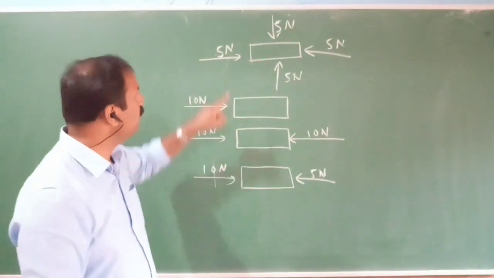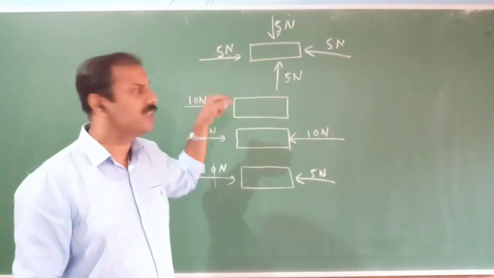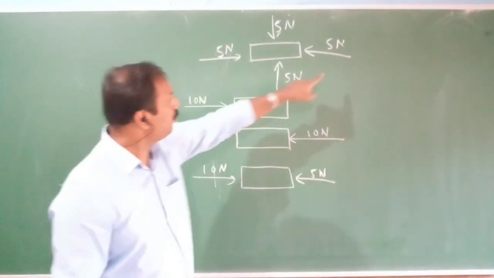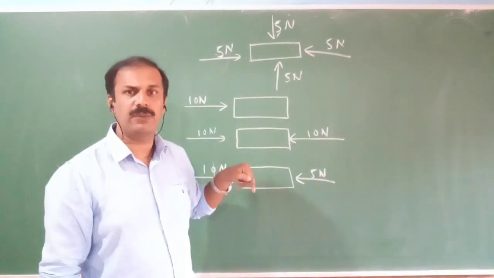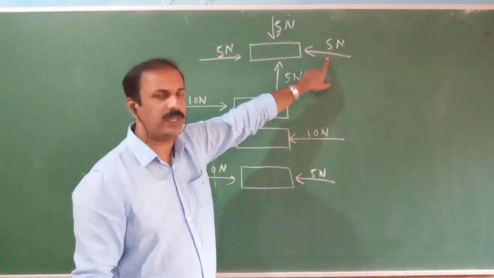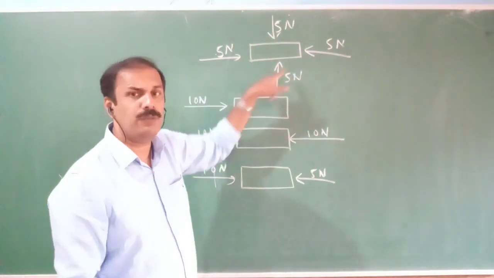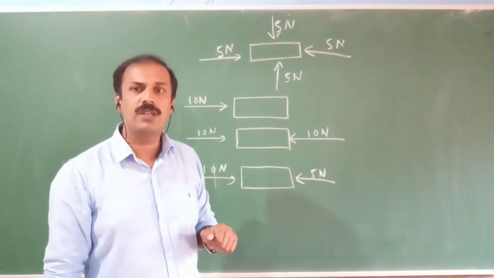Adding the forces doesn't mean 5 plus 5 plus 5 like that. These are vector quantities. So if this is 5, then from this side to this side it is minus 5. So this 5 and this 5, this is plus 5 if you take, this is minus 5. So the total force, or the net force, becomes 0.